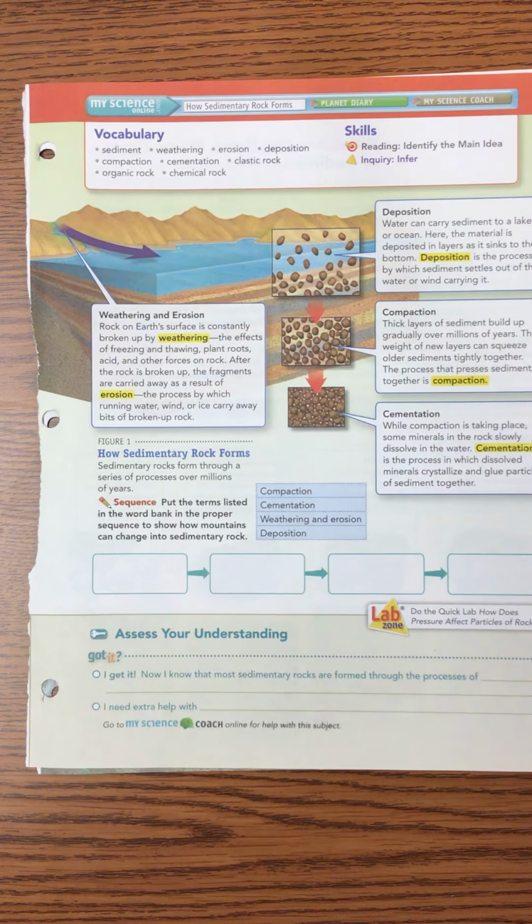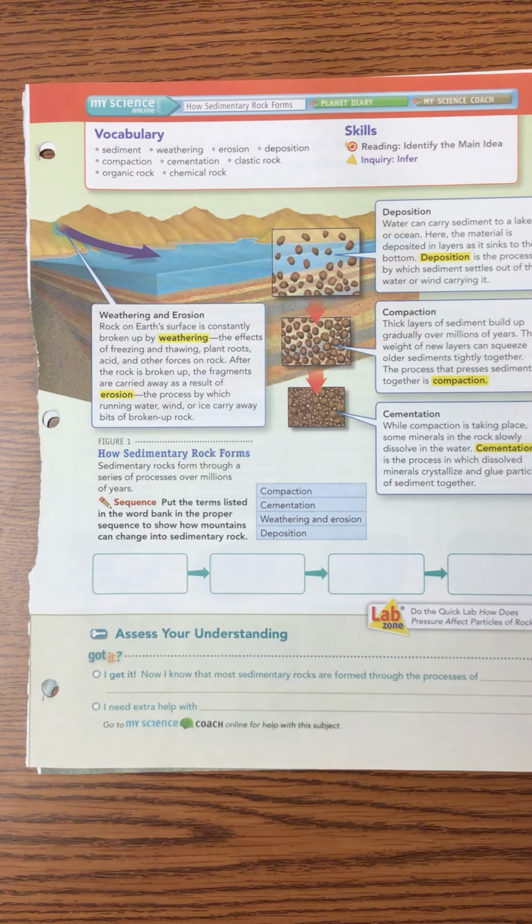Weathering and erosion. Rocks on Earth's surface are continually broken up by weathering. The effects of freezing and thawing, plant roots, acid, and other forces act on rock. After the rock is broken up, the fragments are carried away as a result of erosion. So weathering is the breaking down, erosion is the carrying away. Erosion is the process by which running water, wind, and ice carry away bits of broken rock.